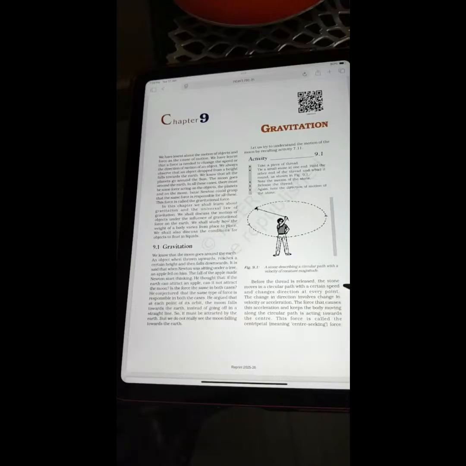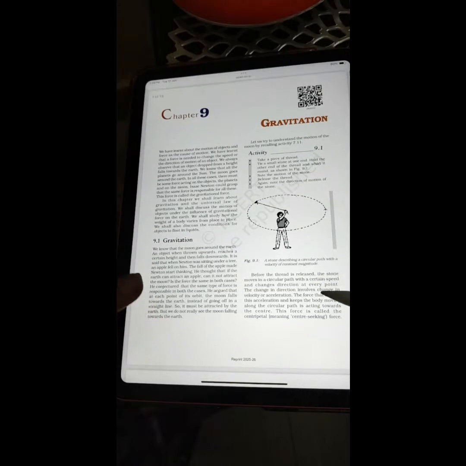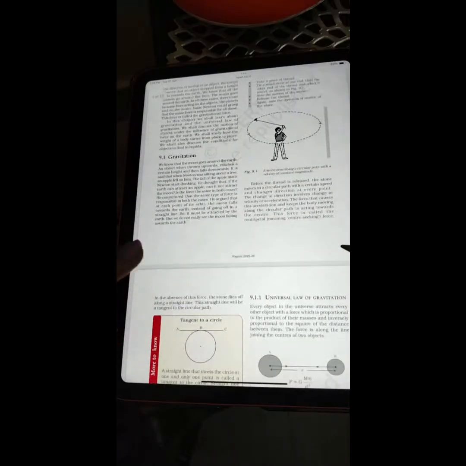Before the thread is released, the stone moves in a circular path with a certain speed and changes direction at every point. The change in direction involves change in velocity or acceleration. The force that causes this acceleration and keeps the body moving along the circular path is acting towards the center. This force is called the centripetal, means central seeking force.